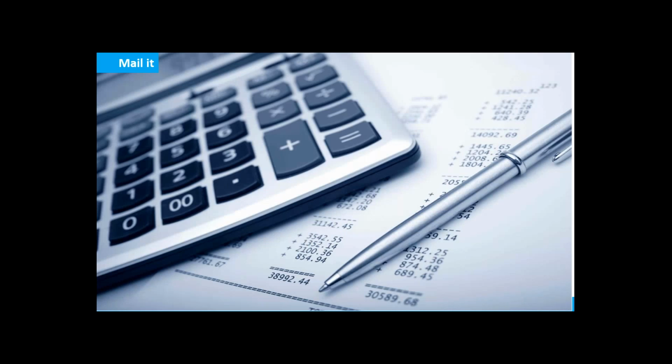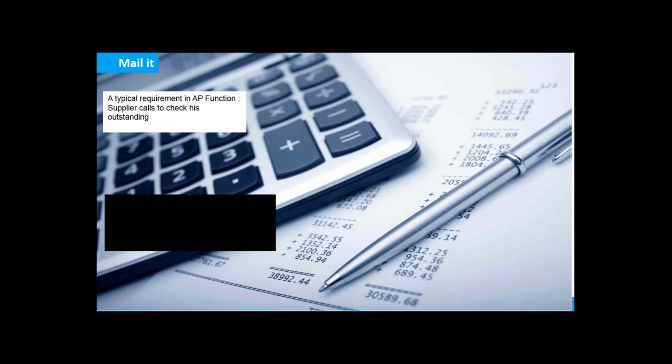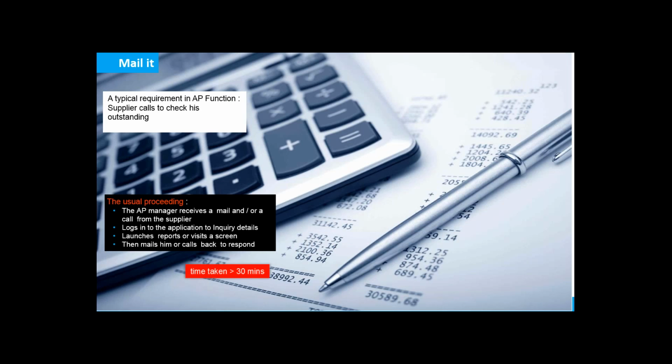So what would a typical mail it functionality aid you? So typical accounts payable function, what exactly happens? A supplier would call you to check what exactly is outstanding on his plate. And usually what happens is the accounts payable manager receives an email or call, logs into the application, taps in a few numbers, does a search criteria for that particular vendor, and finally launches a report and then says, okay, I'll call you back in about 30 minutes, and then gives an answer.